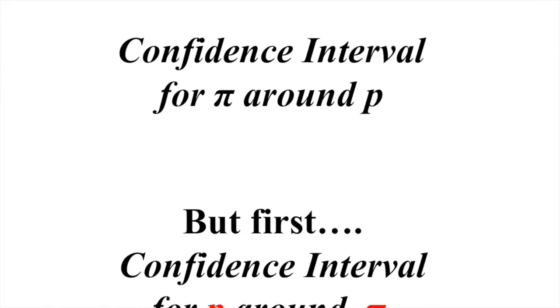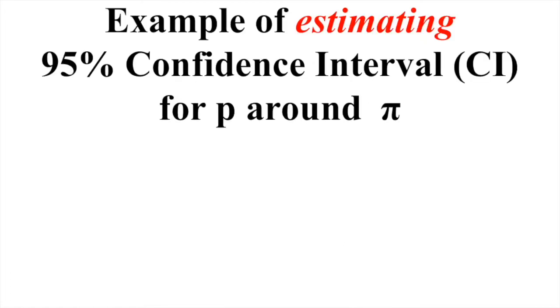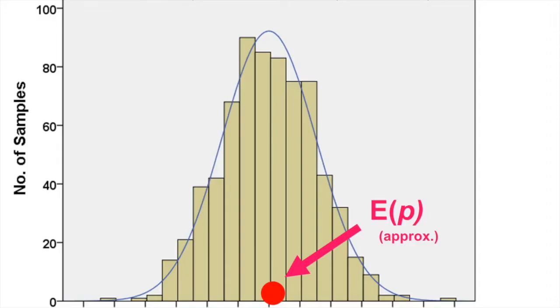But to help you understand confidence intervals, during the last lecture, I focused on something a little bit different: the confidence interval for p around pi. I began by showing how you can estimate a 95% confidence interval for p around pi just by looking at a histogram of the sampling distribution. To begin with, we know that the expected value of p is the mean of the sampling distribution, so it must be right here around the middle.